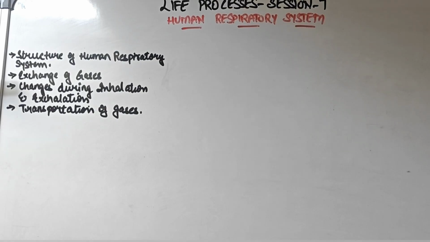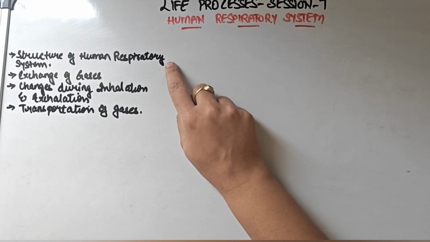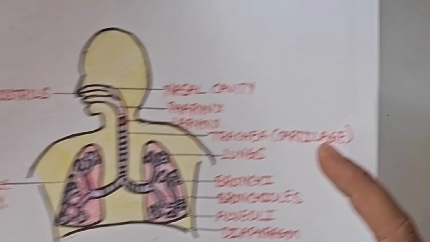The first thing is we are going to understand the structure of the human respiratory system through a diagram. Then we are going to see how this exchange of gases takes place through our human respiratory system. Then we are going to talk about the changes that occur during the inhalation and the exhalation of the gases. And lastly, we are going to talk about what medium helps in the transportation of these gases in our body. Alright, so let us start first of all with the first subtopic, which is the structure of the human respiratory system.